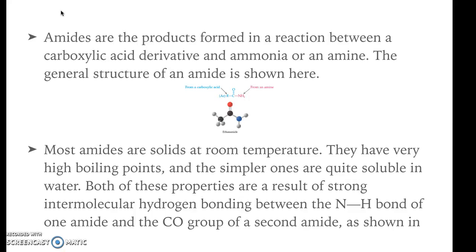Most amides are solid at room temperature. They have very high boiling points, and the simpler ones are quite soluble in water. Both of these properties are a result of strong intermolecular hydrogen bonding between the nitrogen-hydrogen bond of one amide and the CO group of the second amide.